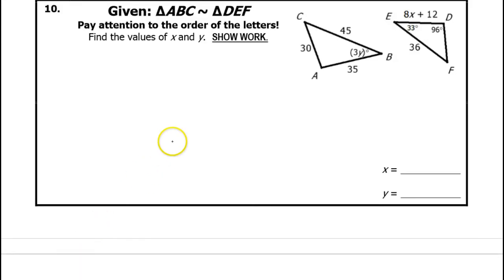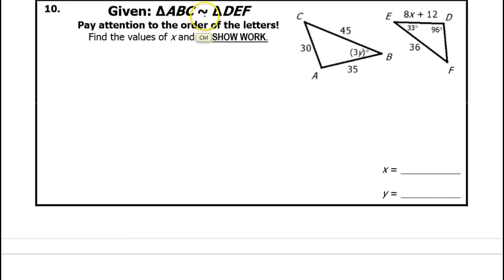In this video, we will continue exploring the wonders of similar triangles. This is problem number 10. That means in the previous video we did problems 1 through 9. So if you haven't seen that video, you might want to go back and check it out. Anyway, in number 10 we're given these similar triangles.